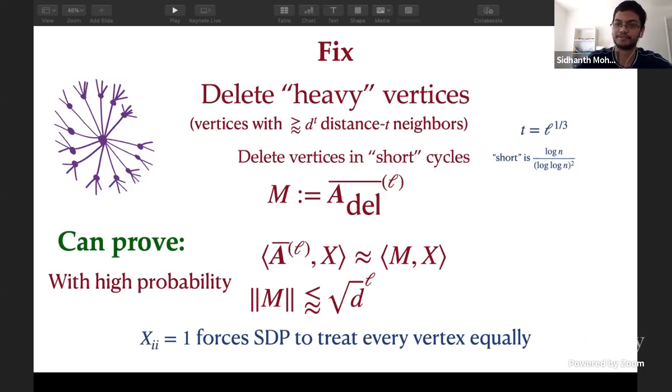Bad vertices are the ones which participate in short cycles, and also the ones that have large distance-t neighborhoods. And actually, since we have this particular constraint on the SDP that the diagonal entries are all equal to 1, we can show that deletion of vertices does not really influence the SDP value by much. And it turns out this new matrix M is indeed spectrally bounded by square root d to the L.